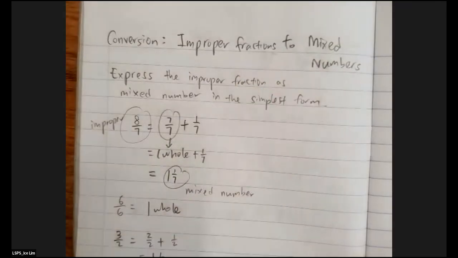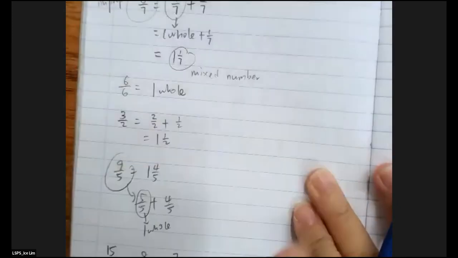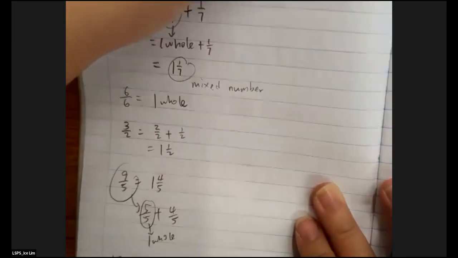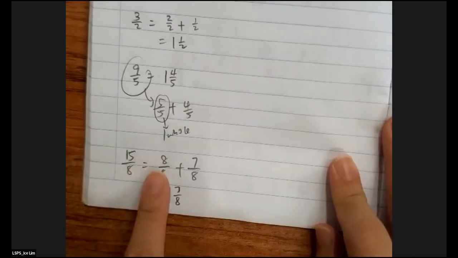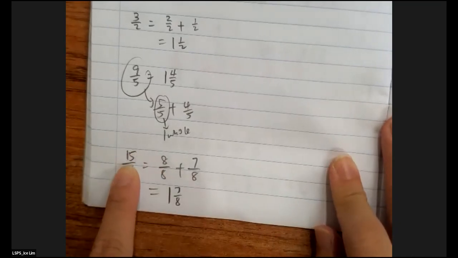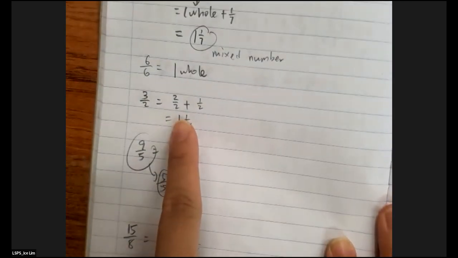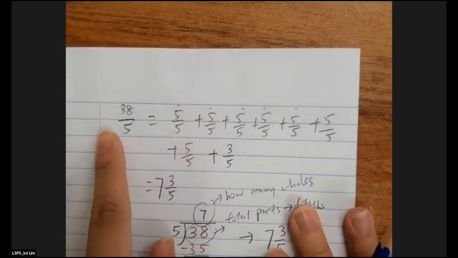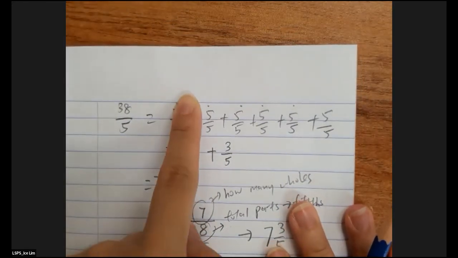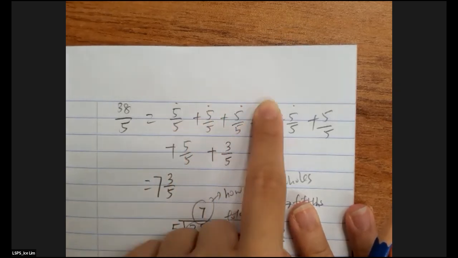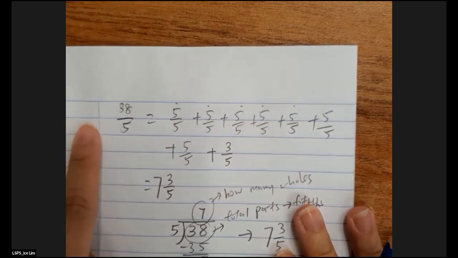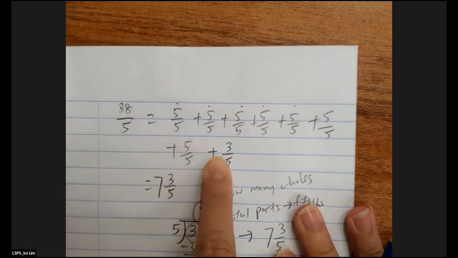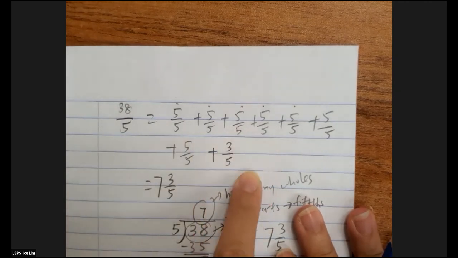And then for improper fraction to mixed number, the long method is going through how many wholes I can make out of the numerator, writing it out diligently, then making the wholes from it. So like 38 fifths, you go one whole by one whole by one whole by one whole by one whole until you cannot form any more wholes, and that will be the remaining parts.